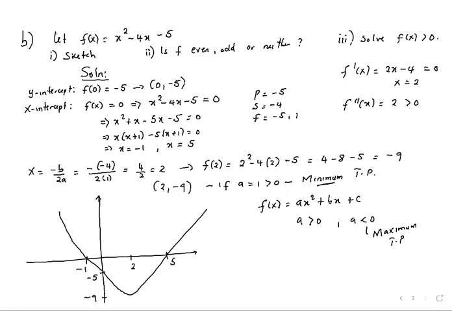Sorry, sir. So this method you have used for finding the turning point, it applies everywhere? This method of x is equal to negative b over 2a. Yes, sir. For every quadratic, it applies. Okay, sir.